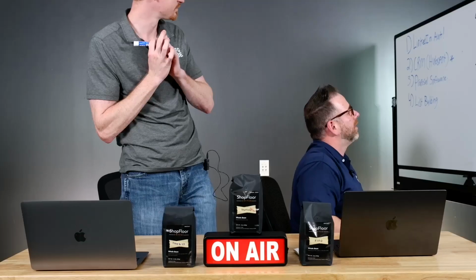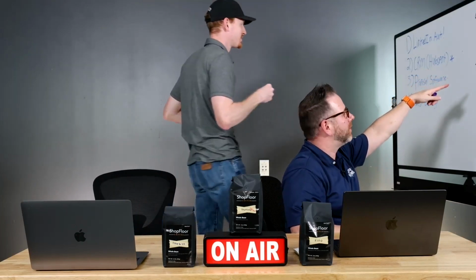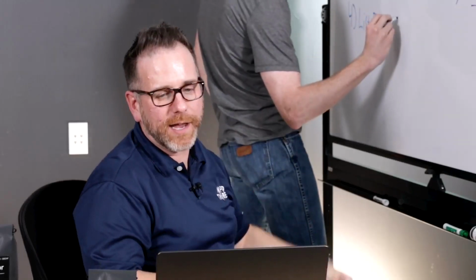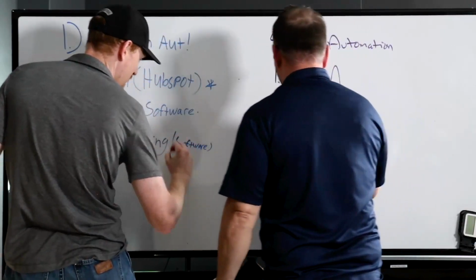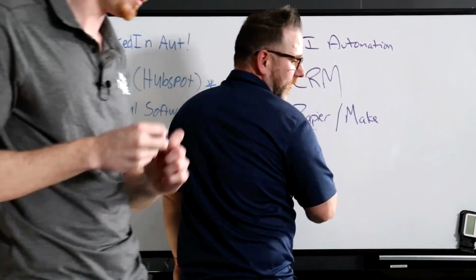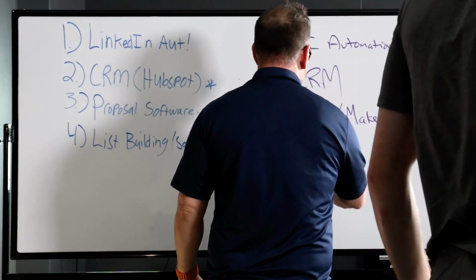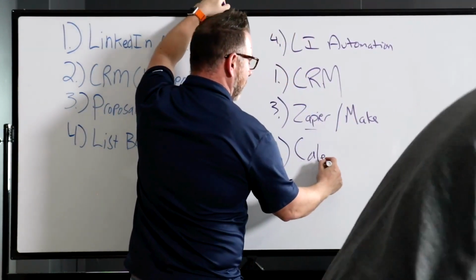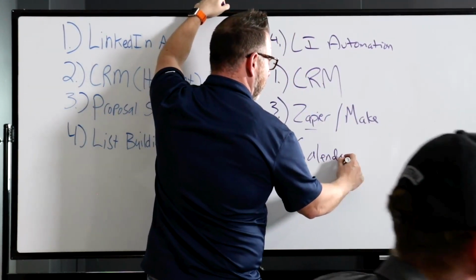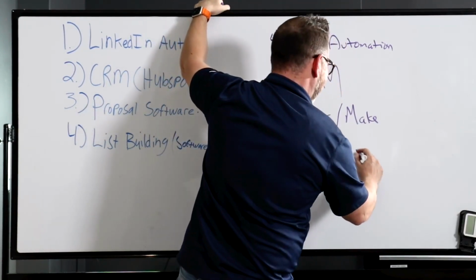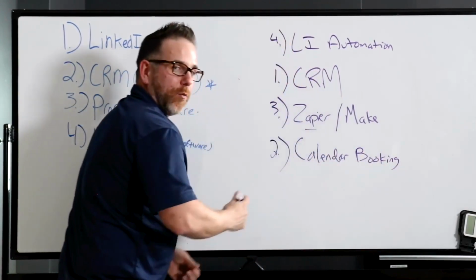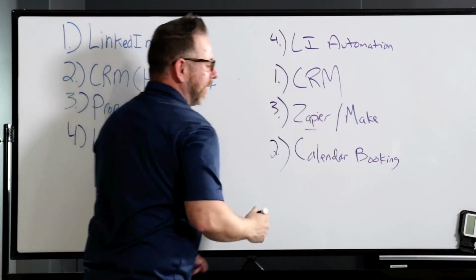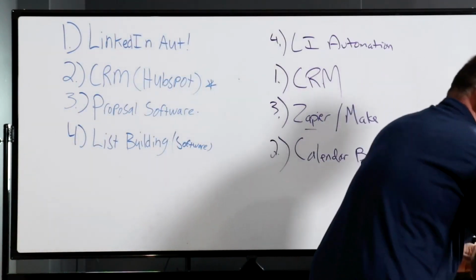And my number 4, let's see. 1, 2, that's done. 3 is done. Okay, I'm going to have to go with my number 2. My number 2 was calendar booking. Wait, get out of the way of the camera. Calendar booking. Was that good, guys? Was that good, video team? They make me stand like Vanna White when I'm writing, so I got to make sure I stay out of the way.